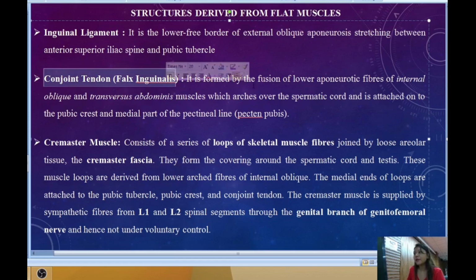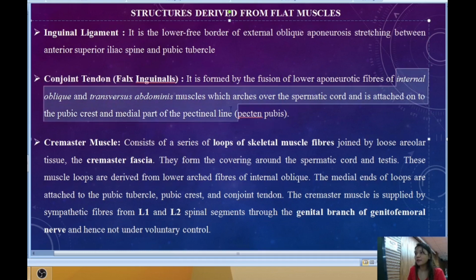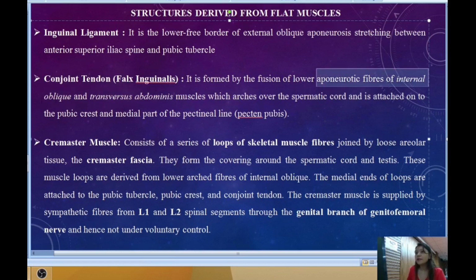Conjoint tendon. It is formed by the fusion of lower aponeurotic fibers of internal oblique and transversus abdominis muscle, which arches over the spermatic cord and is attached to the pubic crest and medial part of pectineal line. So conjoint tendon is formed by what? Tell me. See, I have marked it. What is this? Yes, aponeurosis of internal oblique and transversus abdominis.